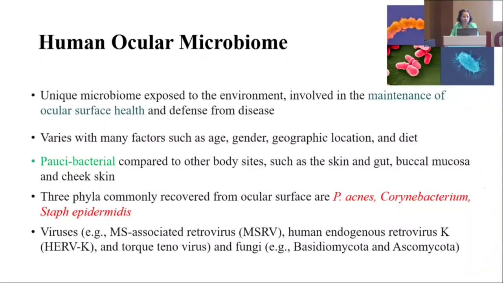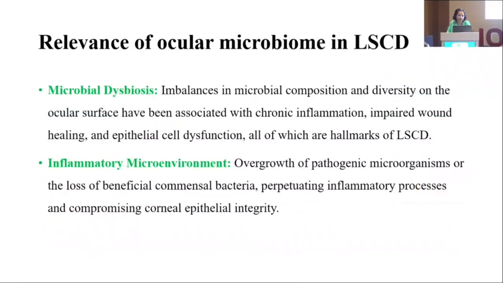So coming to the human ocular microbiome, it is unique because, unlike the gut microbiome and the skin microbiome, it is exposed to the environment, and it is paucibacterial in nature. The three main phyla which are recovered from the ocular surface are Propionibacterium acnes, Corynebacterium, and Staph epidermidis. Some viruses and fungi also make up the human ocular microbiome. So in limbal stem cell deficiency, you do have two components: a microbial dysbiosis, and also an inflammatory microenvironment which propagates the disease.